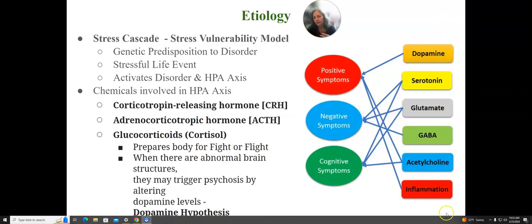Here's a list of different neurotransmitters and what research is showing in terms of how they're impacting positive, negative, and some of the cognitive symptoms associated with schizophrenia.